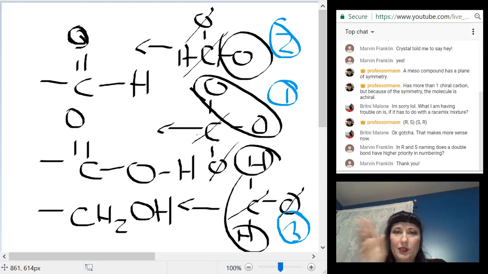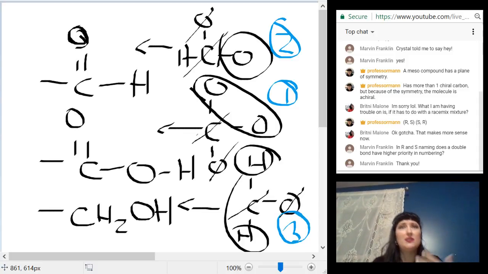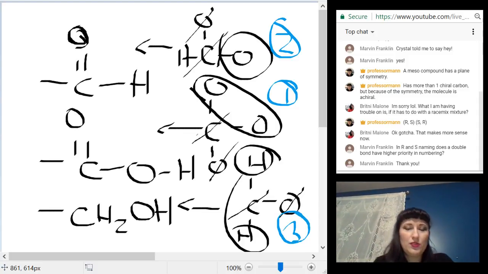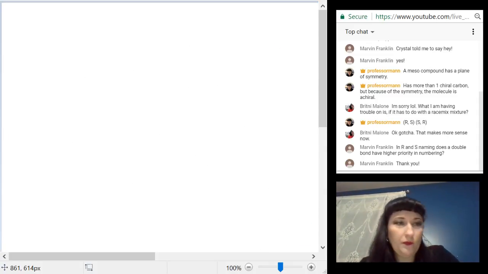Extra bonds to that same type of atom. And that was just because they had to come up with a way to identify that, you know? So that was the rule that they came up with all those years ago. Let me give you guys one to work on.